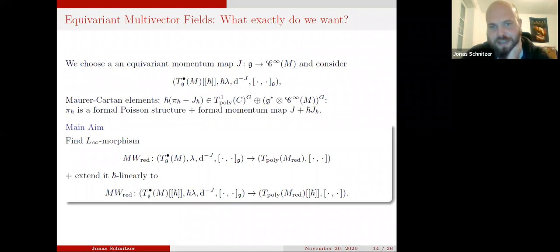So the main aim is to find an L-infinity morphism between this Lie algebra, which without the H bars goes to the polyvector fields on M red, and then inducing the H bars artificially again in order to obtain this morphism, which is written in the bottom line. I should say one more statement before I switch the slide. We've seen this is an L-infinity morphism, so it maps Maurer-Cartan to Maurer-Cartan. Maurer-Cartan elements in this left DGLA are, as we've seen, a formal Poisson structure plus formal moment maps. And on the right-hand side, what are Maurer-Cartan elements in this DGLA? This is just Poisson structures, right?